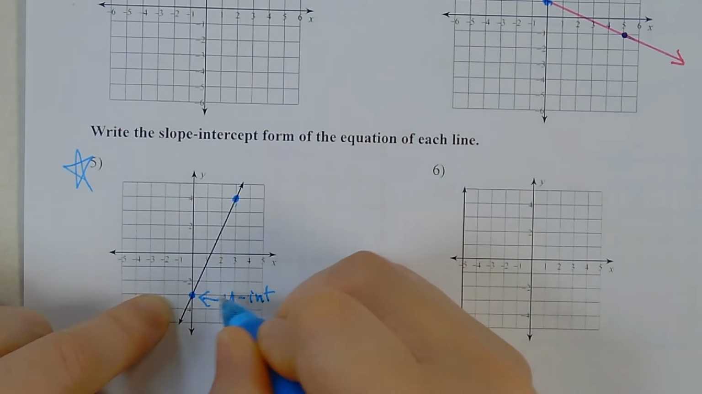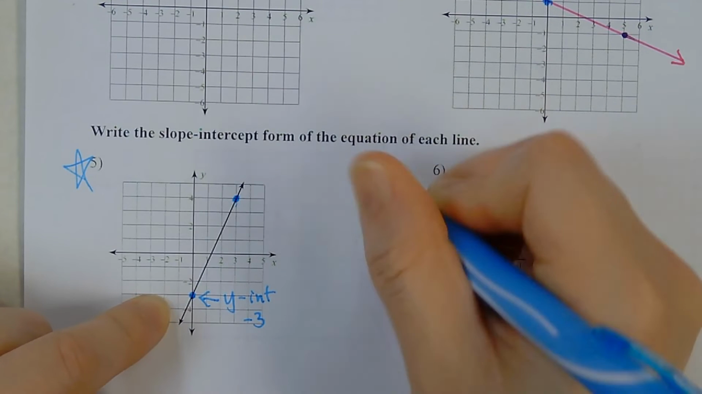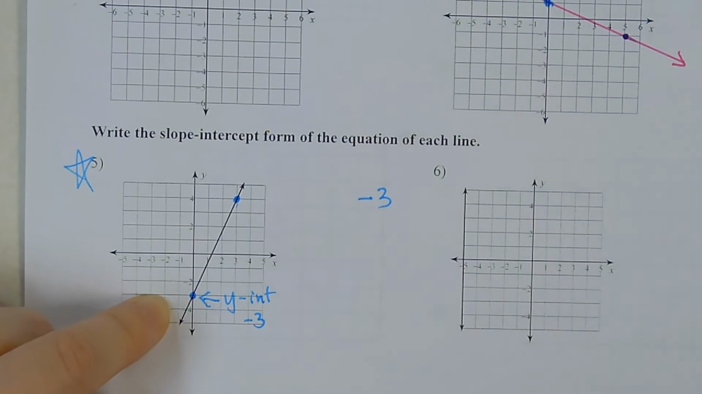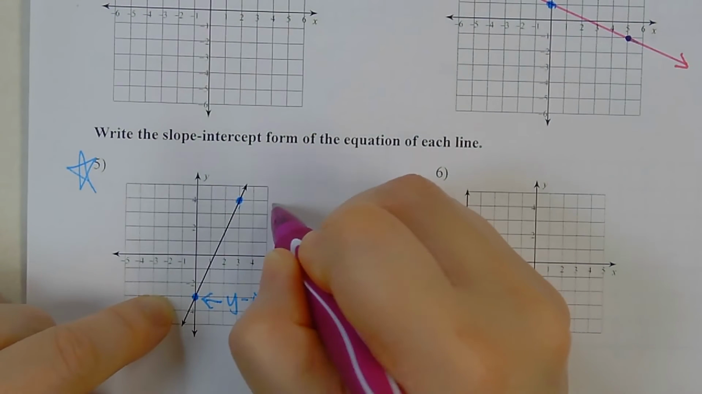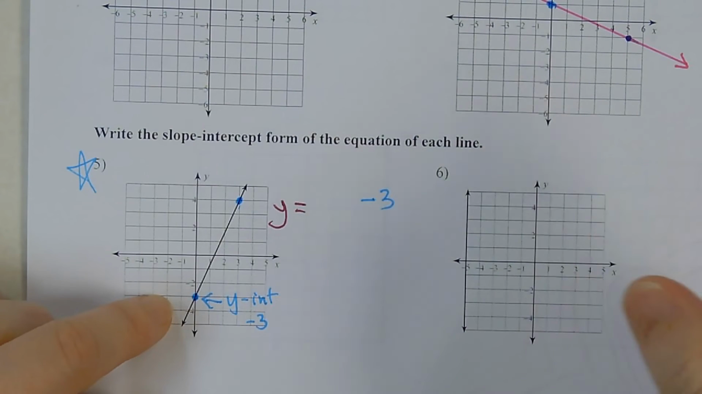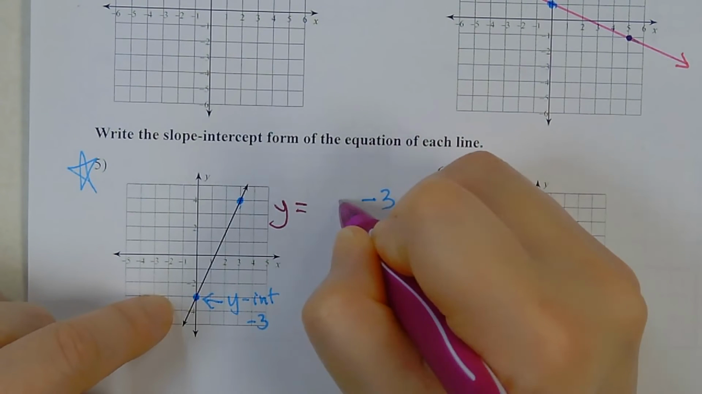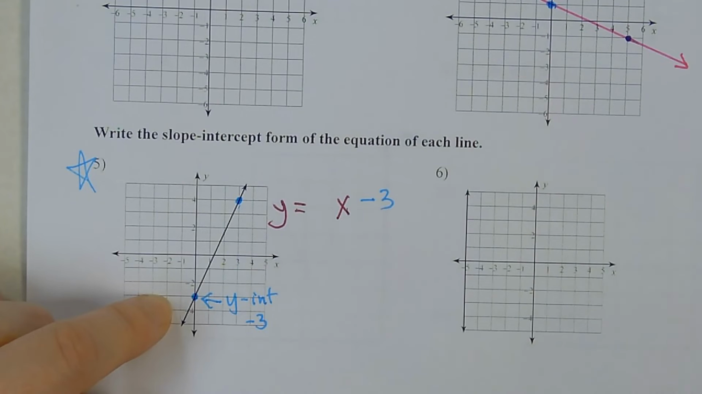So my y-intercept equals -3. So I'm going to put -3. And then y equals, and then I know there's the slope and then x. So I'm going to figure out what that slope is.